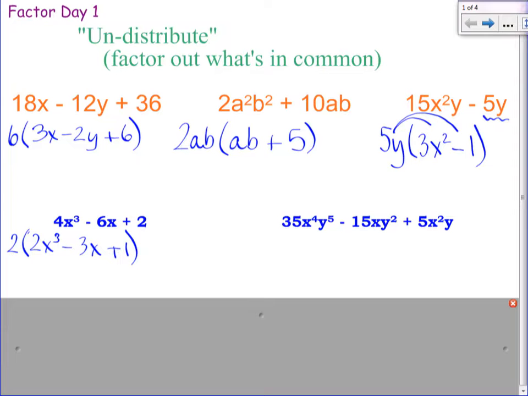So this is always going to be your first step, to take out anything in common that you possibly can, for this whole chapter. So what can we take out here? What do we got then? Minus, plus. What's left on this last term? Just an x.